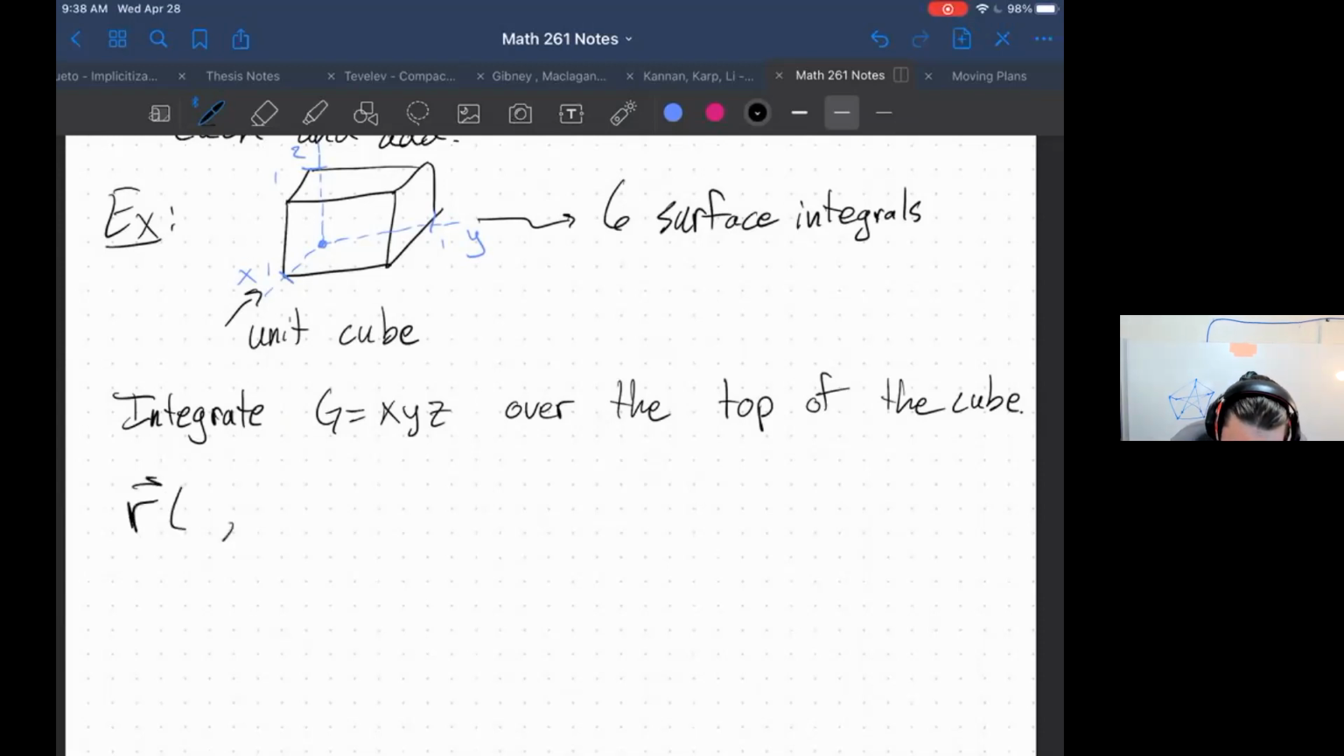So again, we want to parameterize our surface. So we're taking r of blank, blank. This is equal to x, y, and z.